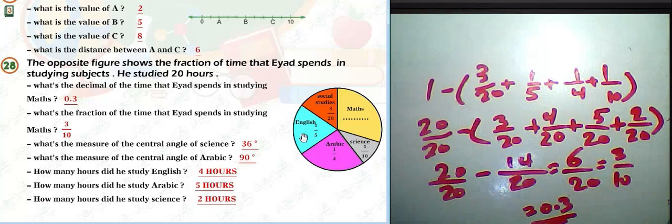What is the fraction of the time that Iyad spent studying math? Fraction means 3 over 10, right, 3 over 10 here, okay, it's a fraction.